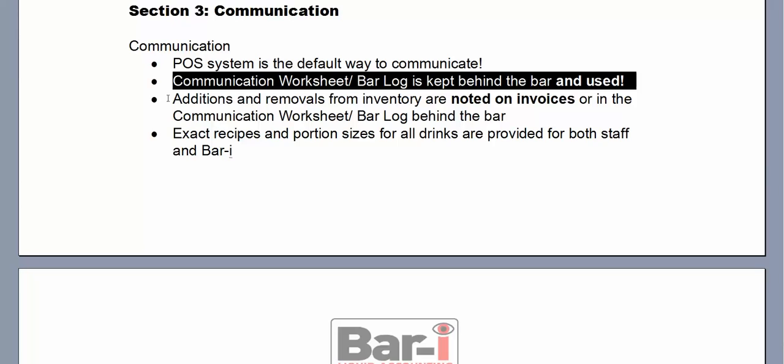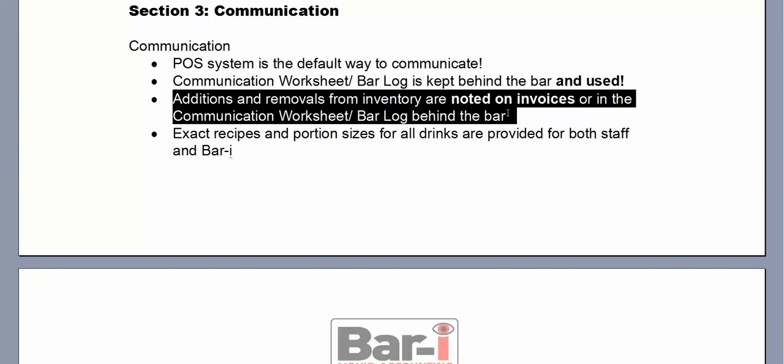Another example of the types of things that we would need communication on is if you bring in any product and it's not noted in your invoices, or you remove any product from inventory. I talked about those. Owner perhaps stole a case of wine. Anything that's added or removed should be noted on the invoices or in the communication worksheet or bar log. So that's very important. If you have anything that comes in without an invoice or it's removed without being sold through the point of sale, we need to have a note on it, please.